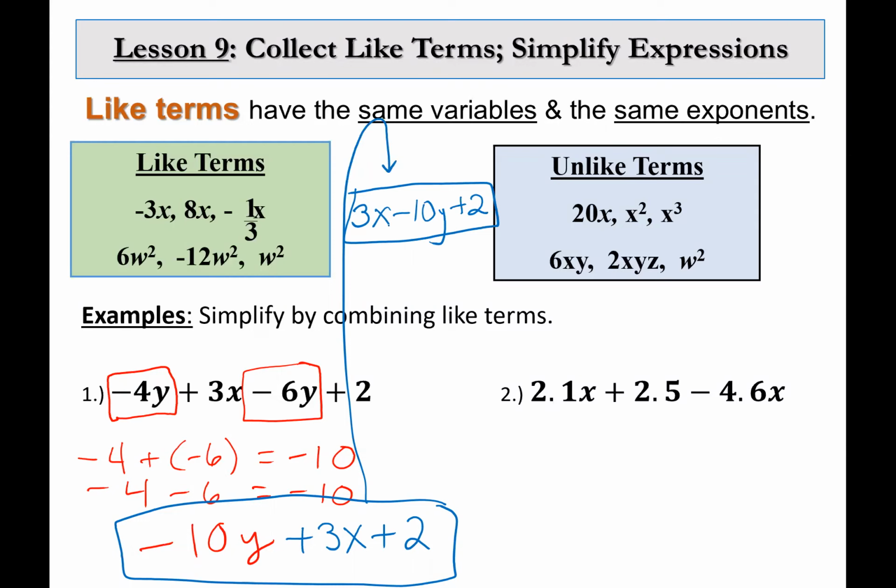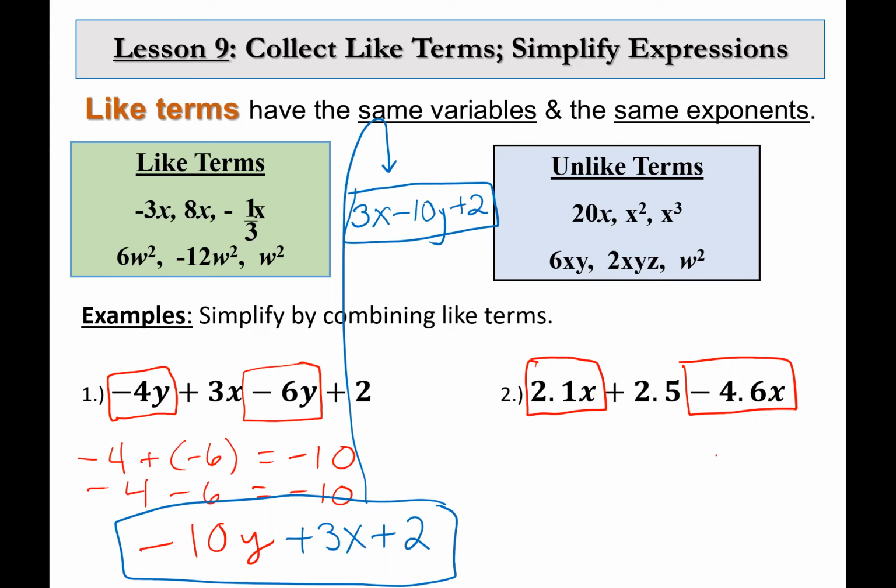This one has some decimals. 2.1x plus 2.5 minus 4.6x. Again, I'll go left to right. I'm circling the 2.1x, and I'm going to combine that with the minus 4.6x. They both have x, so they are like terms. Starting in this unit, you actually are allowed to use a calculator, so you're welcome to do that now if you want to use that to add your decimals. So 2.1 minus 4.6, that would be negative 2.5.